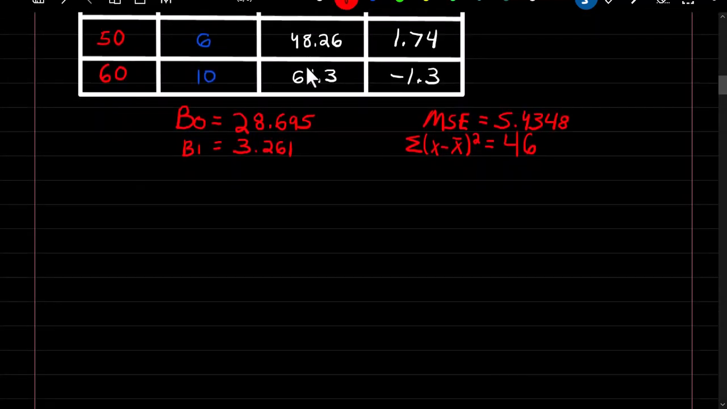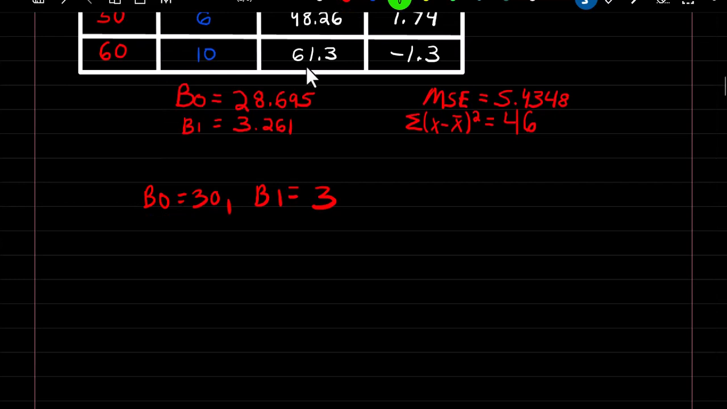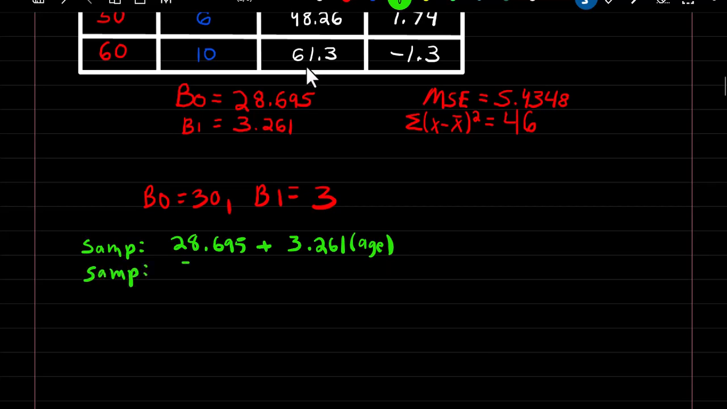So what if I said that the true population parameters were instead 30 and a beta 1 value equal to 3? Well, it turns out that if we take a bunch of samples, so here's sample 1, we found beta 0 to be equal to 28.695, and then we found our beta 1 value to be equal to 3.261. In our second sample, we could find that our beta 0 value is equal to 32, and our beta 1 value is equal to 2.9.